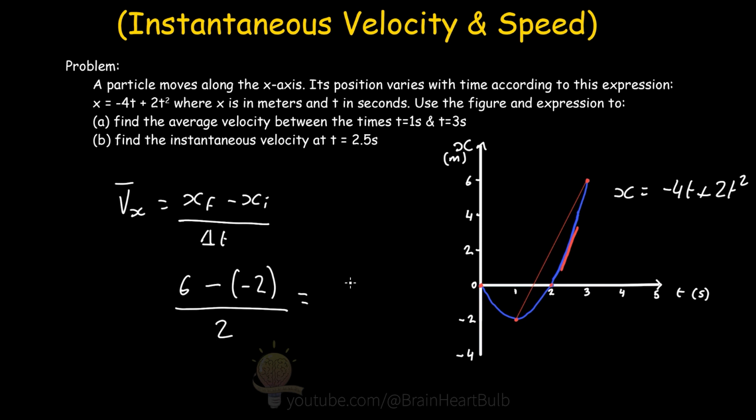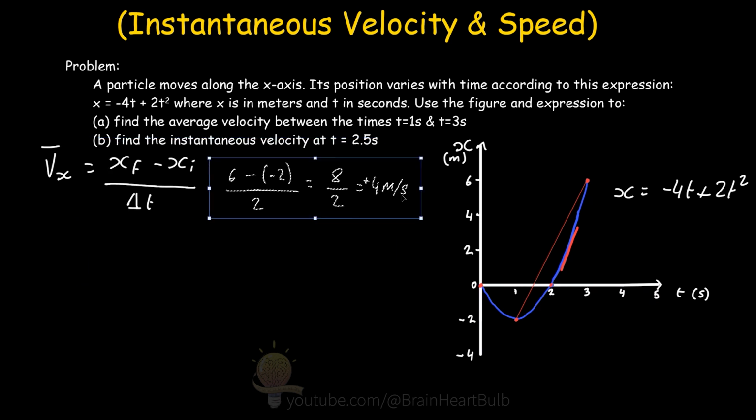So this equals 8 over 2, which is 4 meters per second. And it's got a positive value because the gradient is in the positive direction. But how can we find the instantaneous velocity at 2.5 seconds? Well, we can do two things.